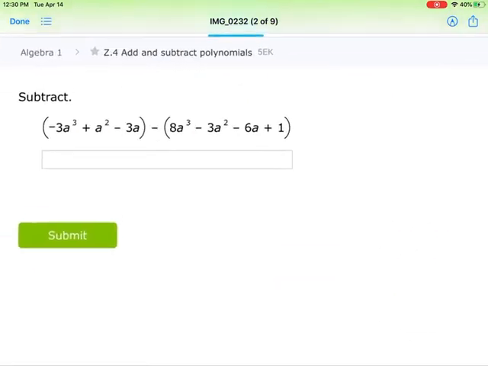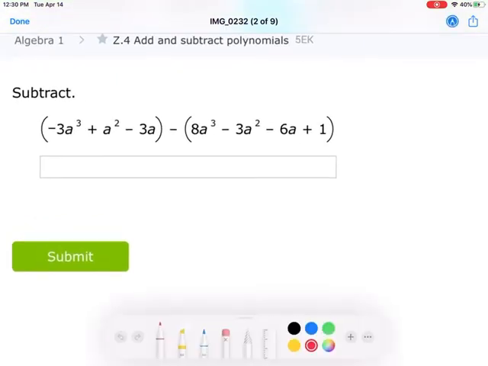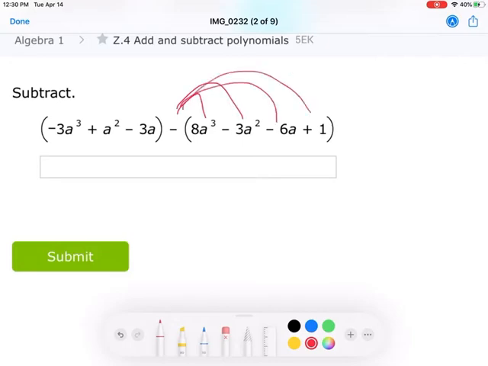Subtraction. All right, so you're subtracting a quantity here. That means you have to subtract every single term. You got to subtract that, that, that, and that. And again, only like terms. So it's going to be negative 3a cubed minus 8a cubed. Listen to that again. Negative 3 minus 8 gives you negative 11a cubed. Negative 3a cubed minus 8a cubed gives you negative 11a cubed.